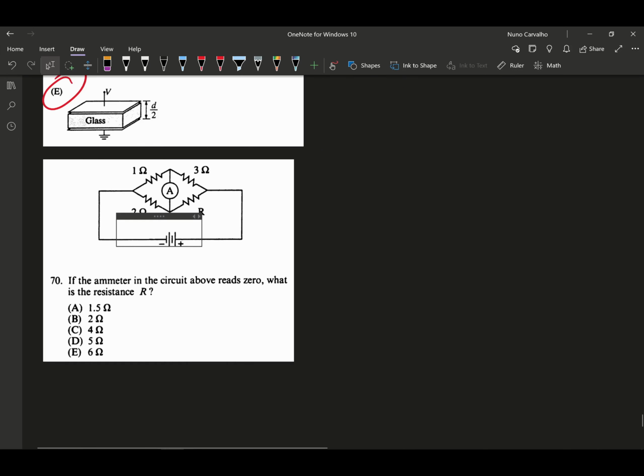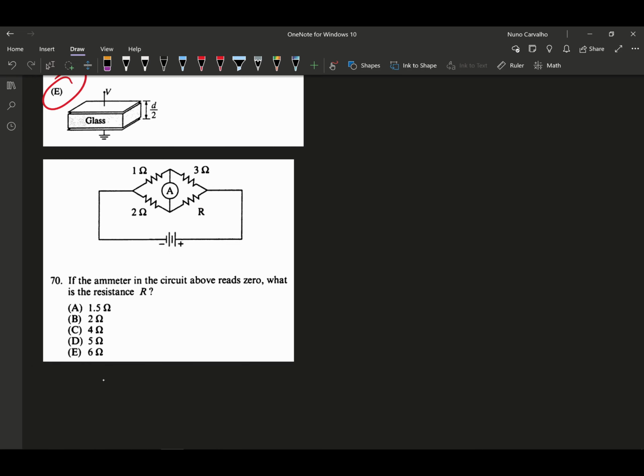We're finally here, number 70, the last question, and it's unfortunately kind of a hard one. We're given a circuit that looks kind of odd, and we're told that the ammeter in the circuit above reads 0. And we're asked what the resistance is going to be of this resistor.